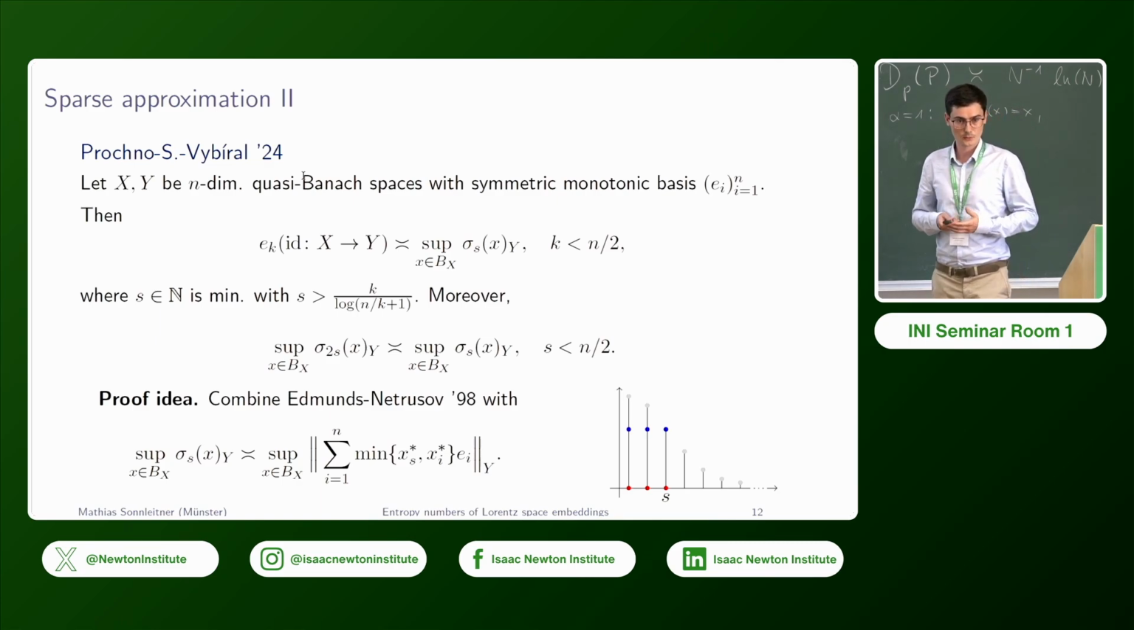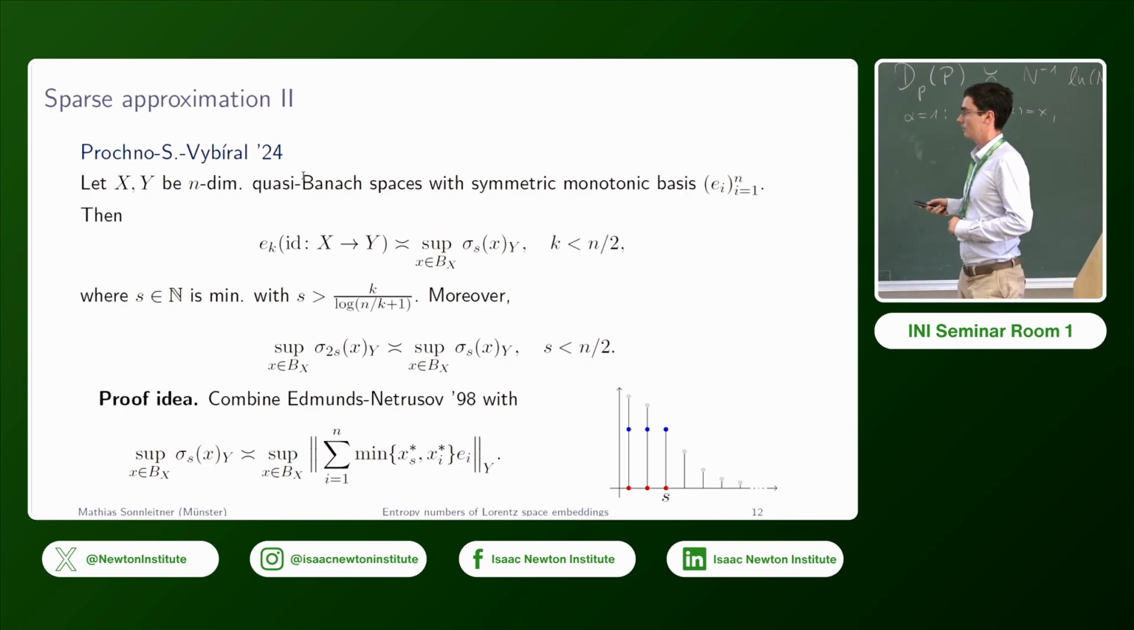These are different, but in fact, under the symmetry and monotonicity assumption, the order of decay is the same for these two quantities, up to, again, constants which are independent of S and the dimension n. For this quantity, already Edmunds and Netrusov obtained some nice results, and we could use them and obtain this interesting behavior for best S-term approximation numbers, which translates to the entropy numbers in this way. And with this, I want to thank you for your attention.